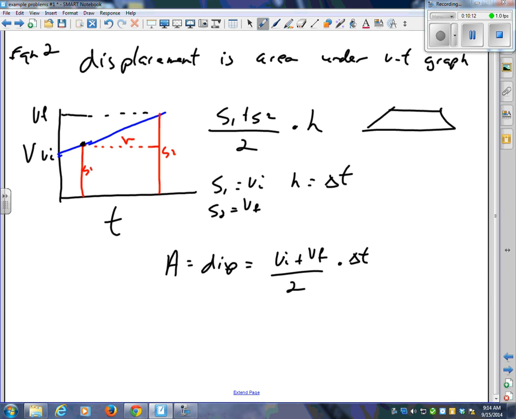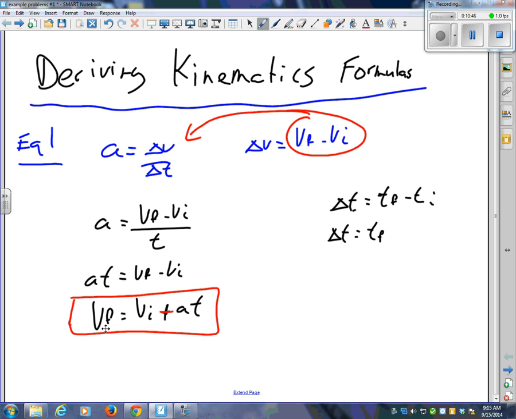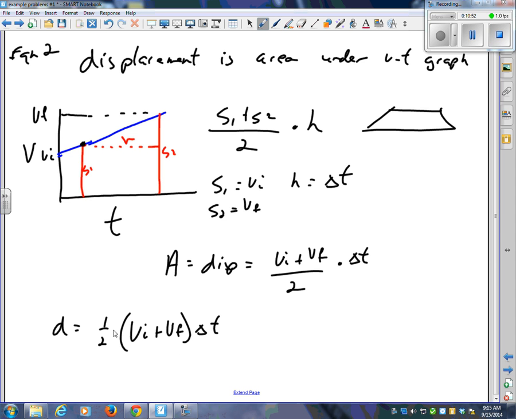Okay? Now that's not exactly in a usable format, so we're going to do some manipulations here. I'm going to write D for displacement. I'm going to pull out the divide by 2. Would you agree that dividing by 2 is the same thing as multiplying by a half? Yeah. So I'm going to take 1/2 times VI plus VF, and multiply by delta T. Now I'm going to take this equation from way back here, VF equals VI plus AT. I'm going to plug VI plus AT in for VF, because I've got too many variables here.